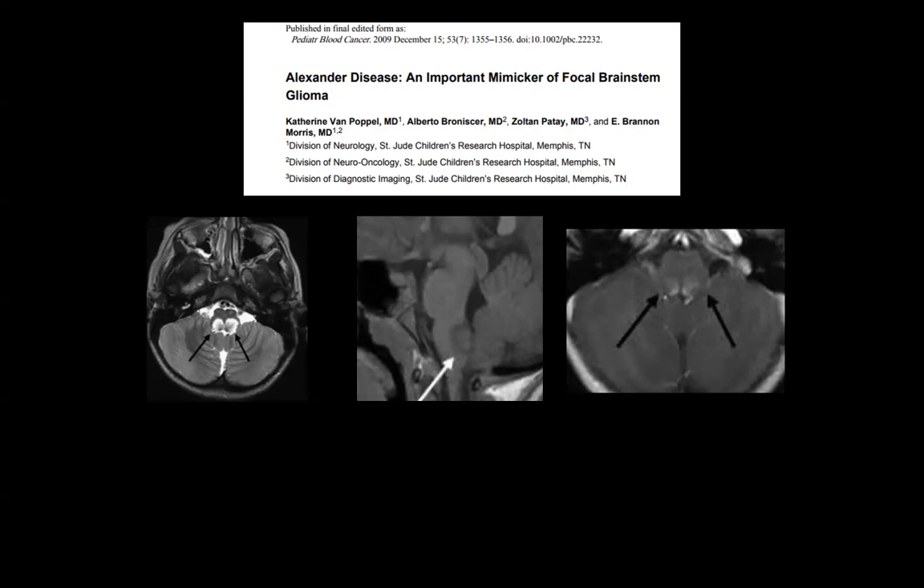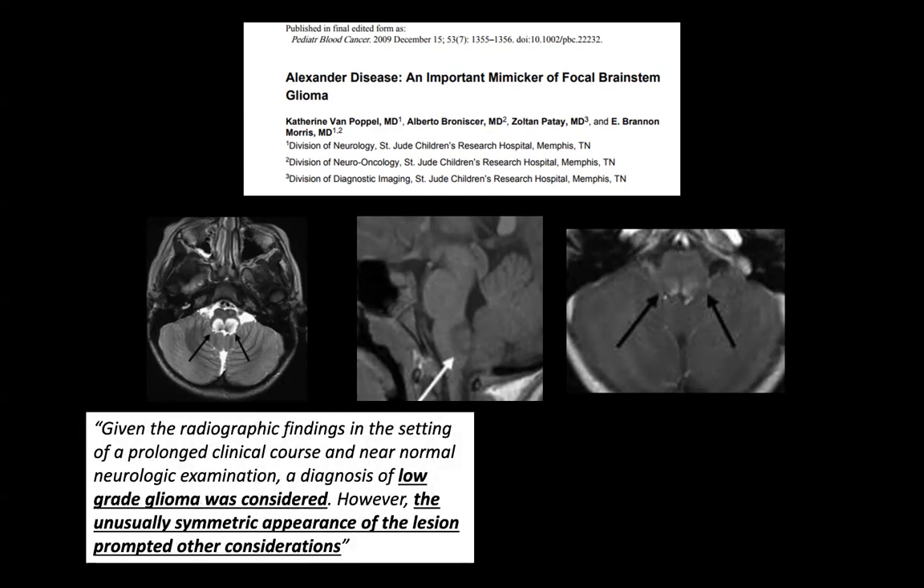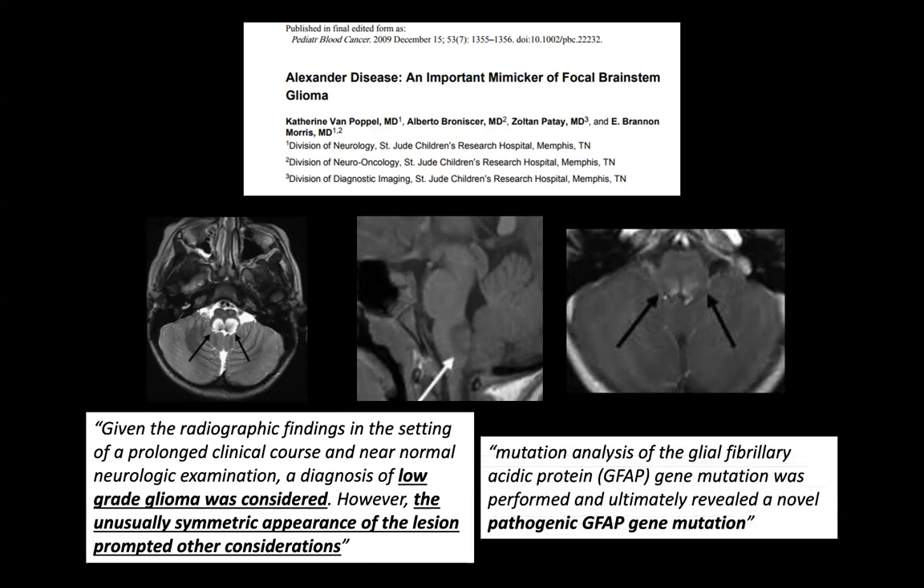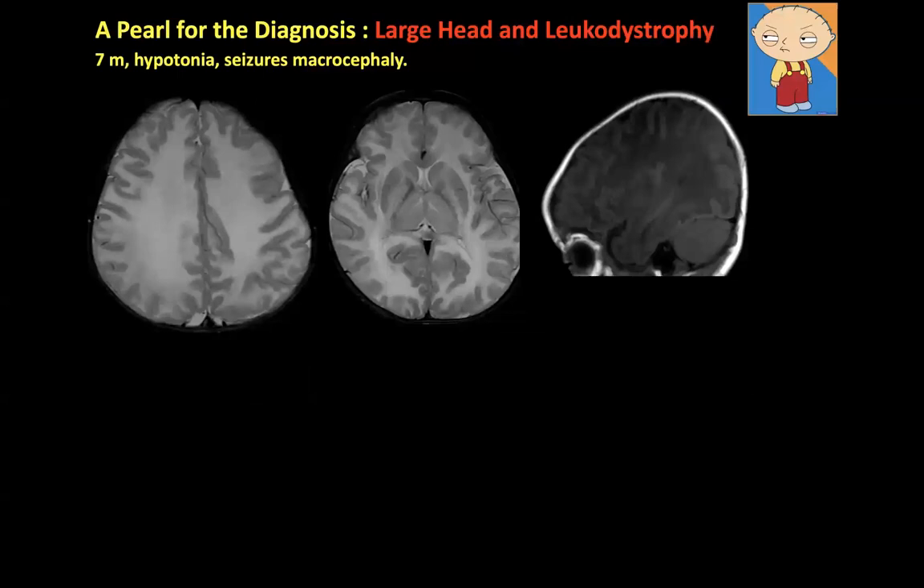And this is a paper from Zoltan Patay, where they really wrote down beautifully this radiological reasoning, and they basically say, well, a low-grade glioma was considered, but the symmetry was off. So when you see something symmetric, think neurogenetic, think neurometabolic. This was a GFAP mutated patient with Alexander disease. So remember that Alexander disease, again, an exception to the rule, can present like that. And this is very important because the radiology guides the management. Again, large head and leukodystrophy, but this time diffuse.